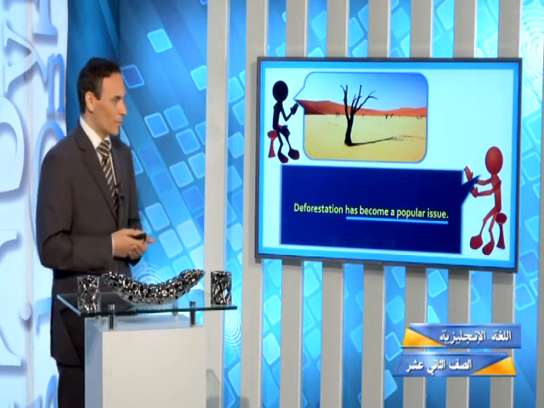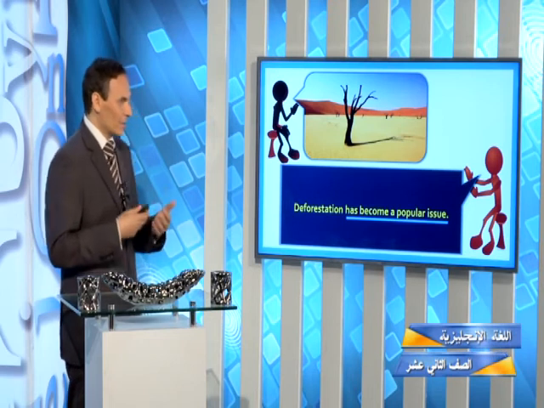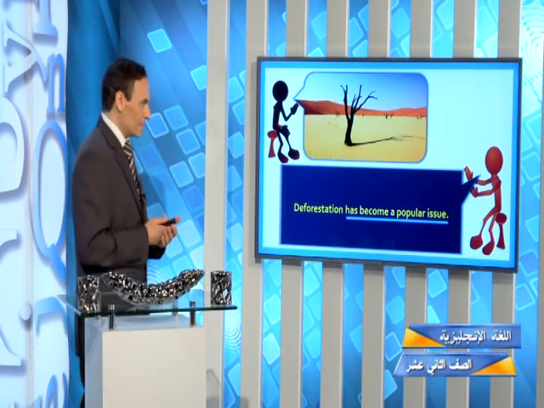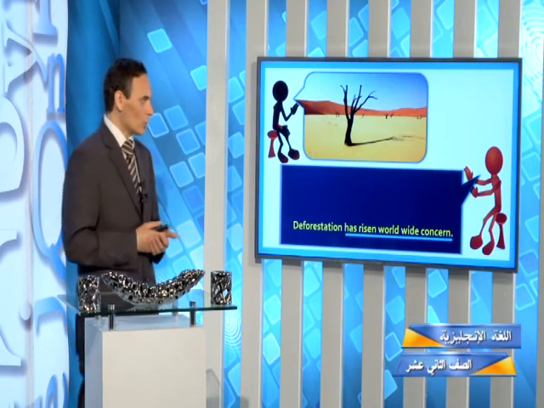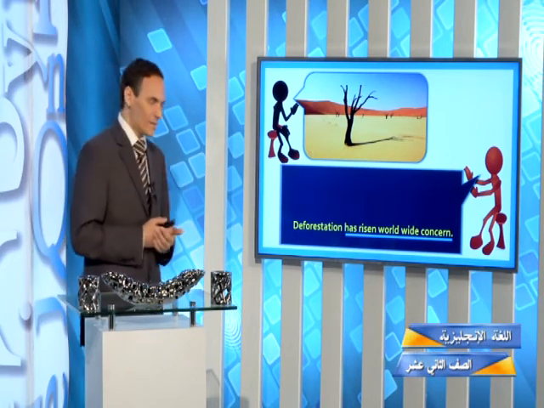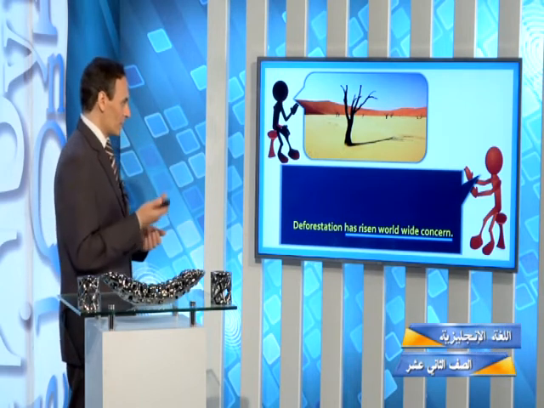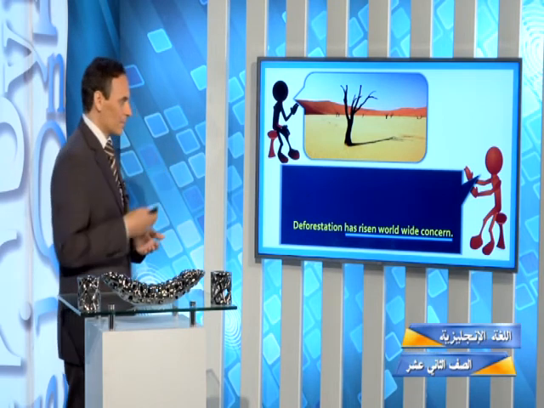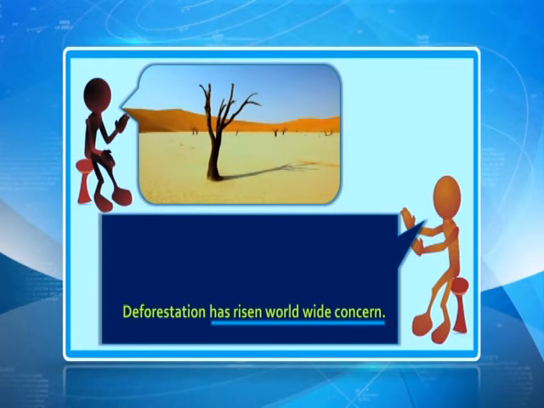Deforestation has become a popular issue. It has become a widespread issue, a problem that people are discussing and talking about in the media or in serious meetings and seminars and so on. Okay? Deforestation has risen worldwide concern. It's roughly the same meaning as the previous sentence, but it is using different words. And what it actually means is that deforestation has become an international problem, okay, a serious problem which is open for discussion.